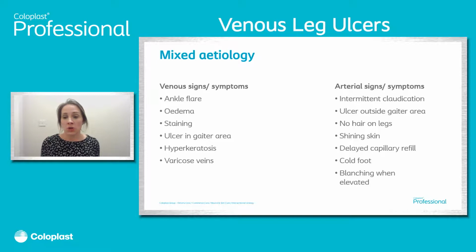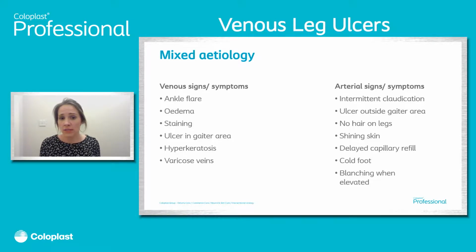When we think about the mixed etiology of ulcers, we're going to be thinking about the most common signs of venous symptoms and arterial, and a combination of both of those. So the venous signs I have already mentioned, so ankle flare, edema, that's staining to the leg, the ulcer being within the gaiter area usually, hyperkeratosis or varicose veins. Arterial signs, intermittent claudication, no hair on the legs, the shining skin, delayed capillary refill, cold feet, or the colour draining from somebody's feet when they're elevated.